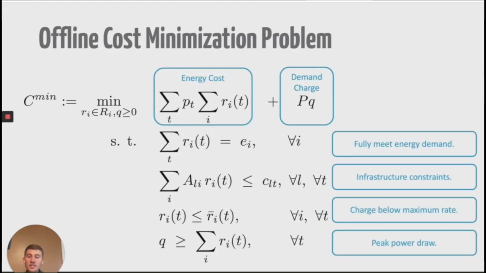And we have this utility variable Q, which is going to represent the peak power draw over the entire billing period. And the horizon of this optimization problem is 1 billing period, so typically 1 month.